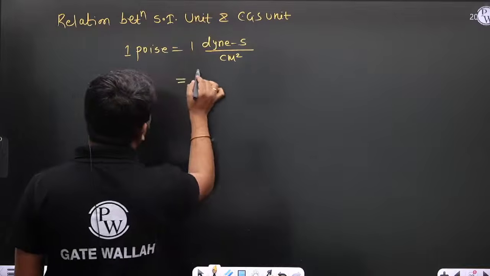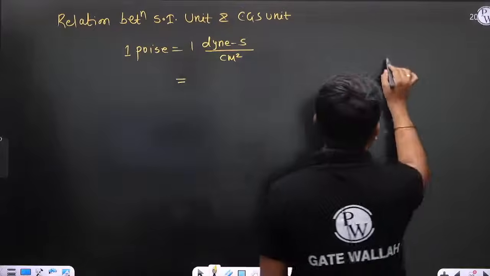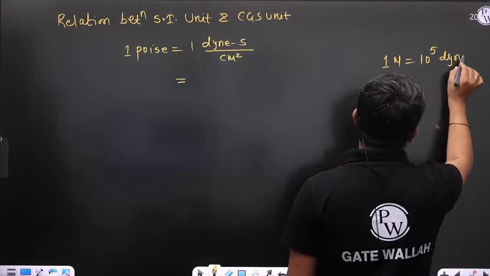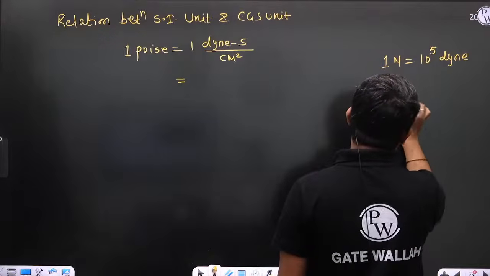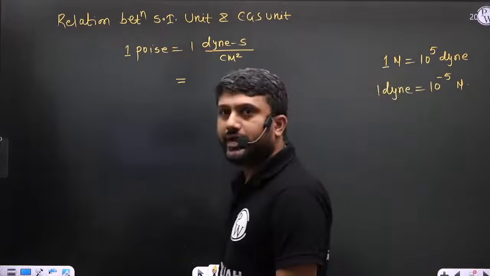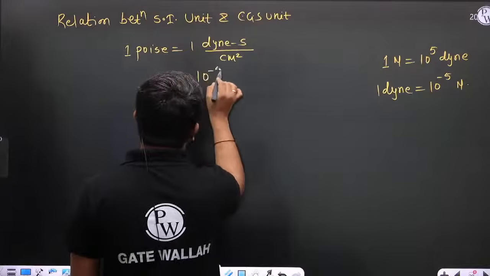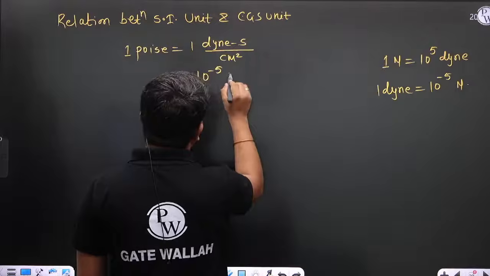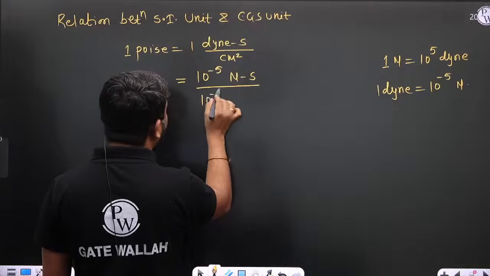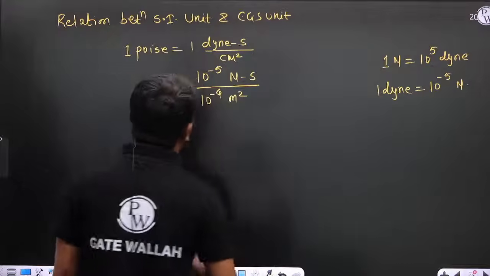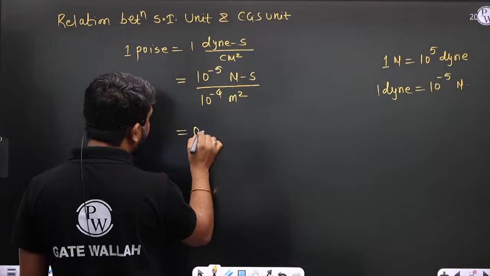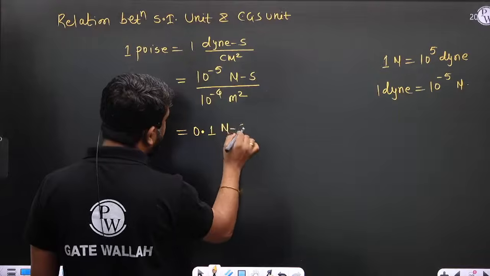And we also know that 1 Newton is equal to 10 to the power 5 dyne, or 1 dyne is equal to 10 to the power minus 5 Newton. Right, so 1 dyne is equal to 10 to the power minus 5 Newton second. Now centimeter square is 10 to the power minus 4 meter square. So this comes 10 to the power minus 1, that means 0.1 Newton second per meter square.